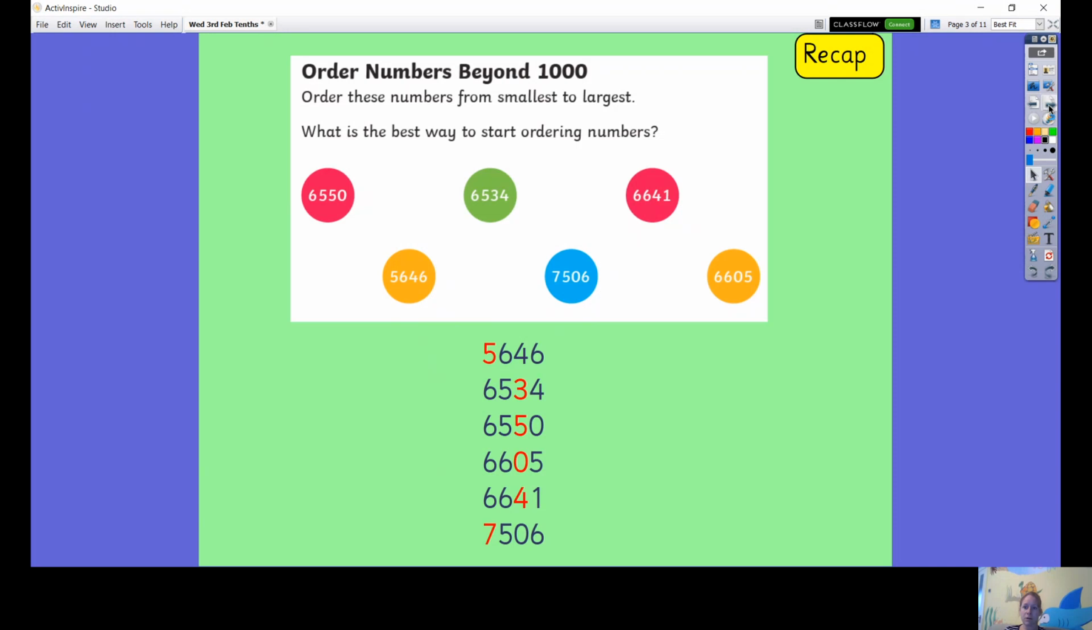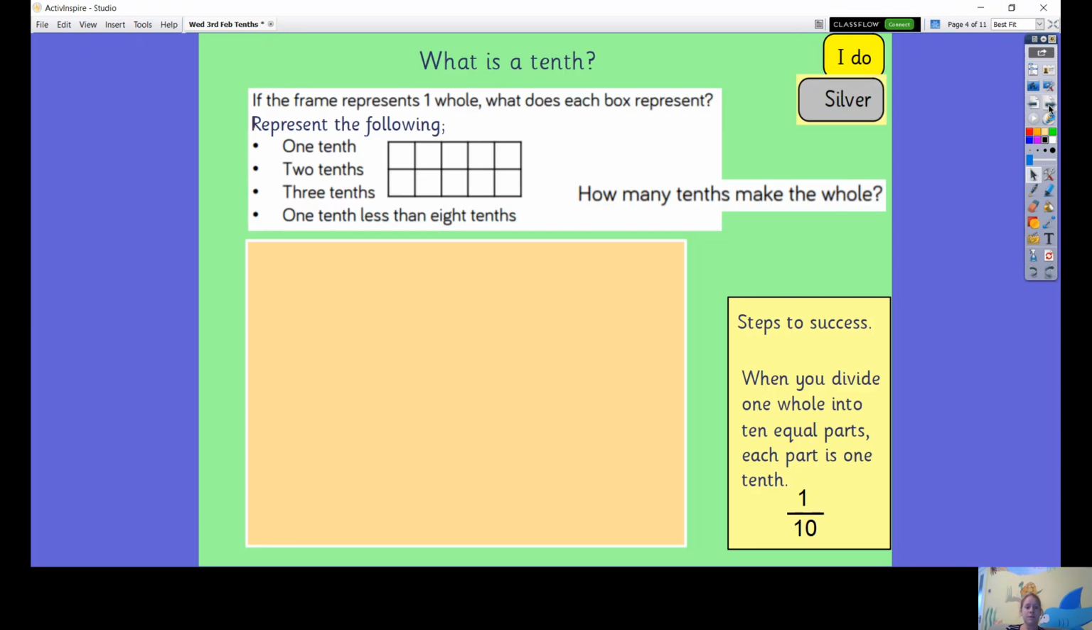Okay, moving on. So tenths today. If a frame represents one whole, so this is a frame here, like a tens frame, what does each box represent? Well, the clue is in the title up here, isn't it? What is a tenth? So each one of those boxes represents a tenth.